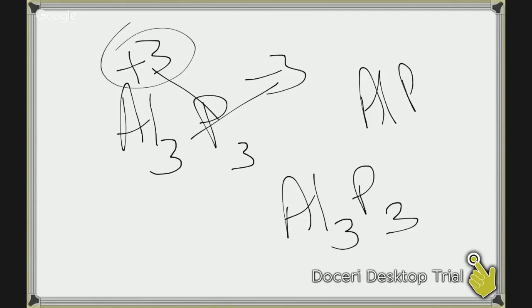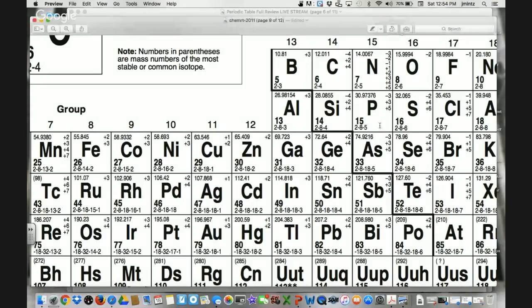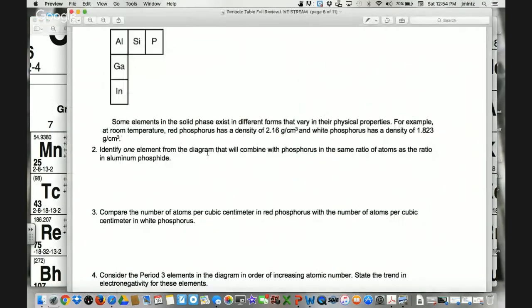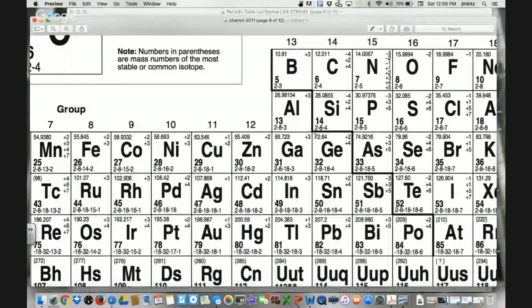All right, so let me clear this off and pull back our question. So the question wants to know who's going to combine the same way. Either one of these is going to do the same thing because each of them has a +3 charge. So the only one that would not work would be your silicon, right? Because your silicon has a -4, so it's not going to form a compound with phosphorus in that manner. Hopefully that answers your question.